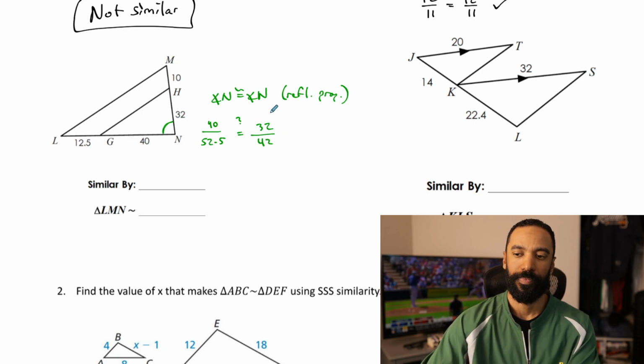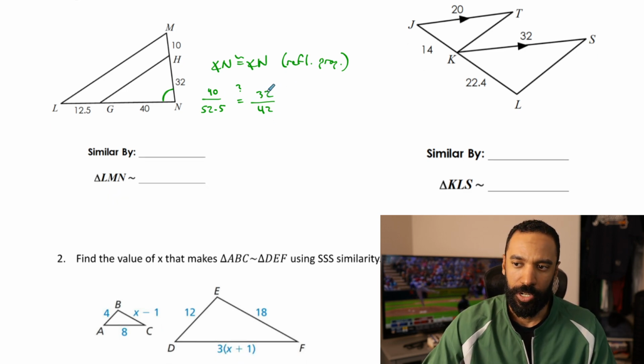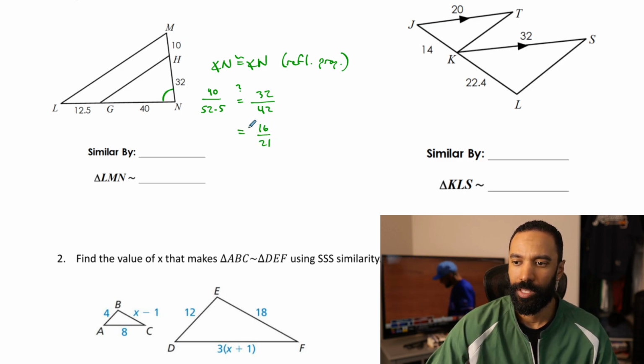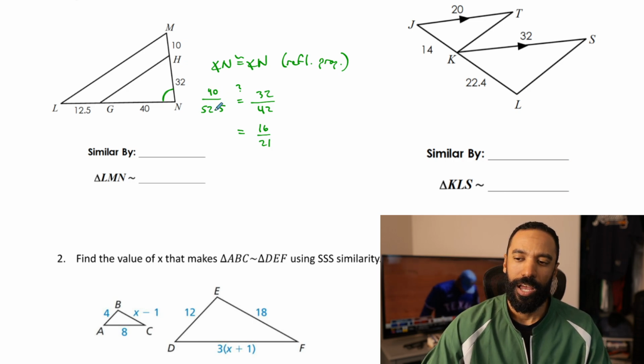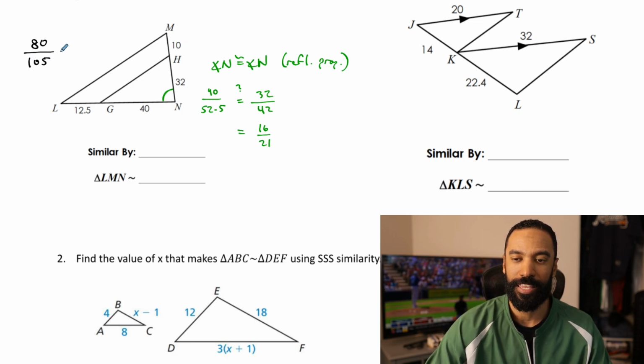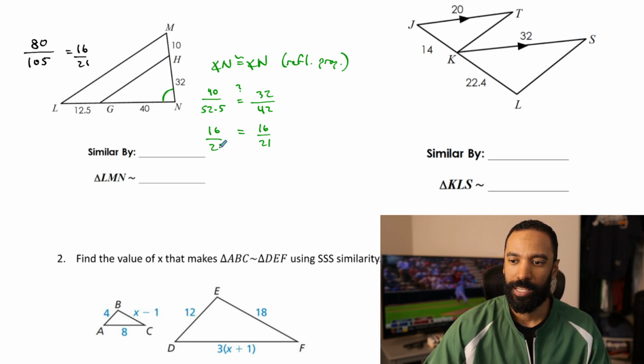Are they the same? This time I'll try the fraction reduction. 32 over 42, I can divide them by 2, and I get 16 over 21. Let's see if we get 16 over 21 here. I'll start by doubling these, and I get, I'm doing this on the side, 80 over 105. And I can divide those by 5, and I get 16 over 21. Yes, so 16 over 21 here.